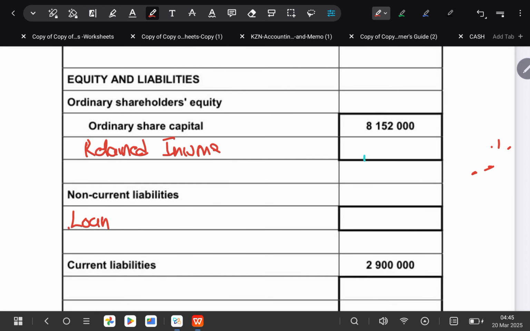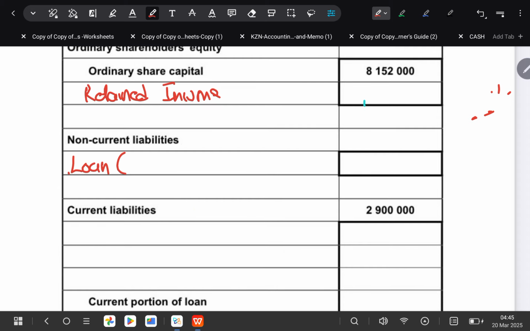You know that under our non-current liabilities, we will have our loan, and then under our current liabilities we would have trade and other payables. Okay, and then we'll also have shareholders for dividends.